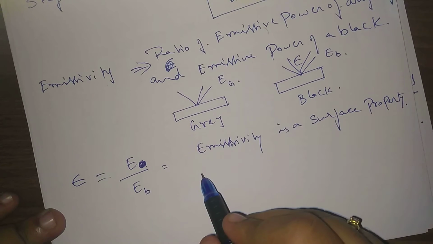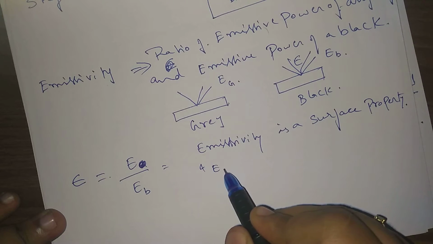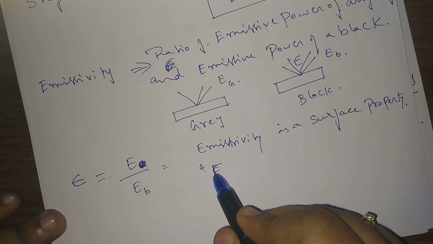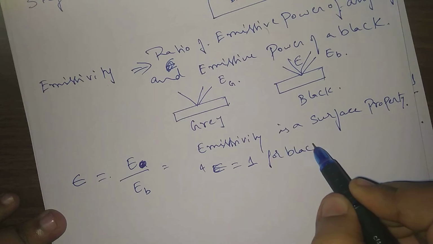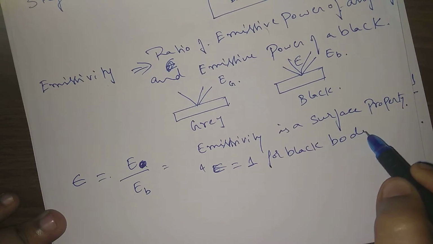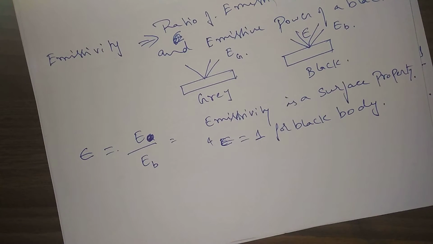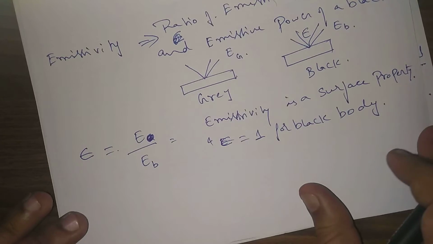Emissivity is a surface property, so epsilon equal to 1 for a black body. So this is what you need to understand for the emissivity of a black body. Understood? Now let us try to understand 3 more concepts.